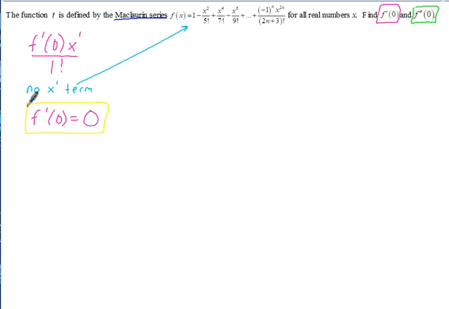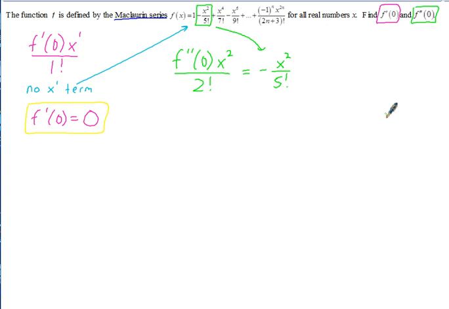All right, now let's take a look at the f double prime of 0. Well, f double prime of 0, that's the second derivative. That in the Maclaurin series pattern goes with x squared along with 2 factorial. So f double prime of 0 goes with the x squared term. This time, though, there is an x squared term. If we look right here, that's this, right? So this has to equal negative x squared over 5 factorial, because this is the term that would give us that.